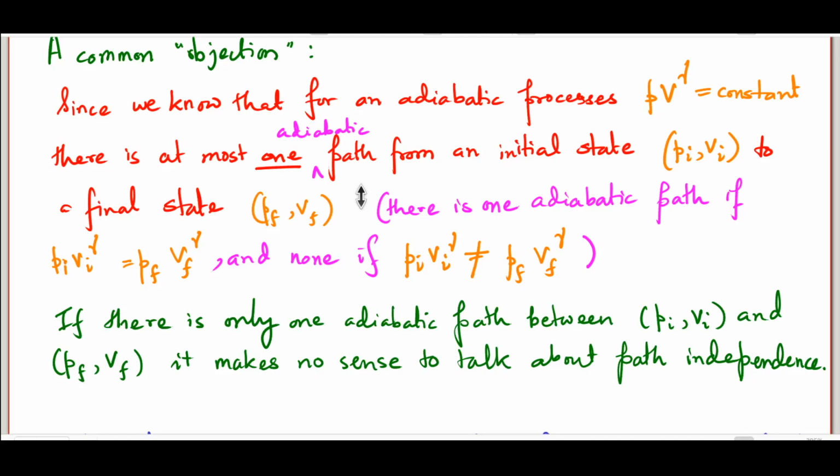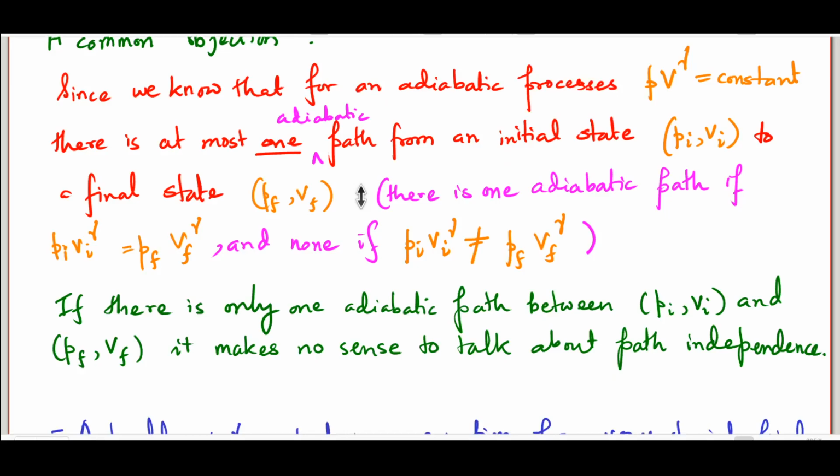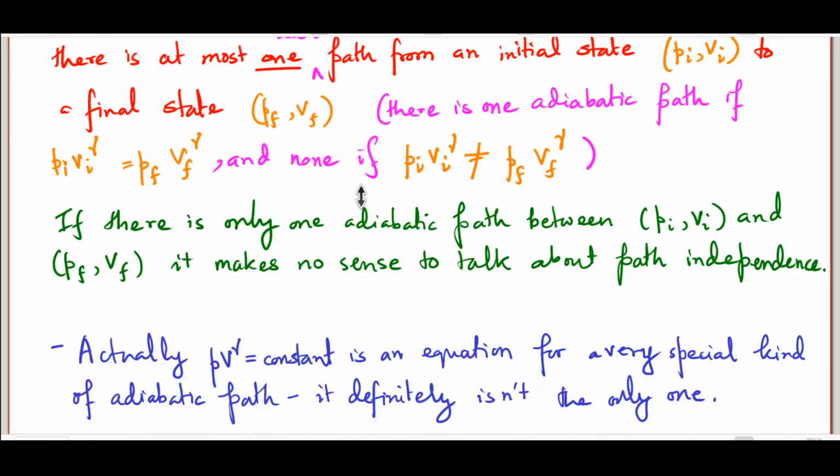to constant is an equation for a very special kind of adiabatic path. Even in an ideal gas, PV^γ equal to constant is obeyed only in a very special kind of adiabatic path, and it definitely isn't the only one.